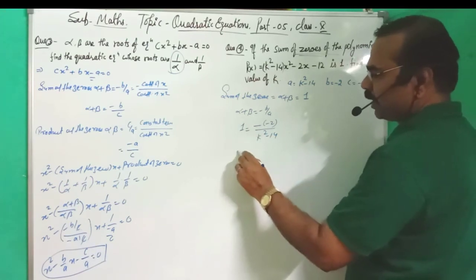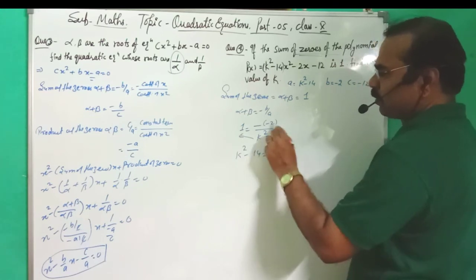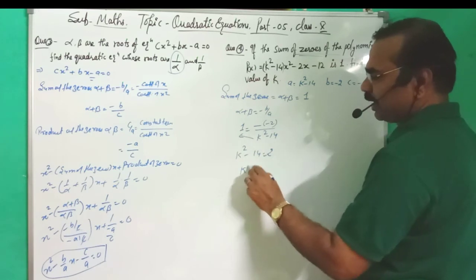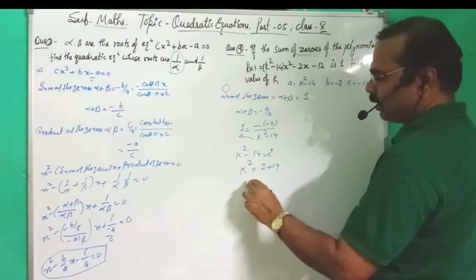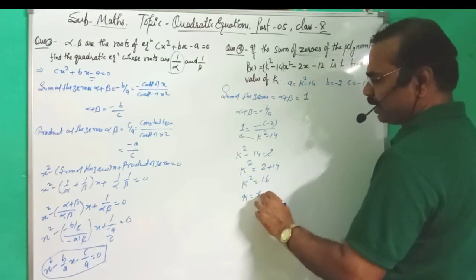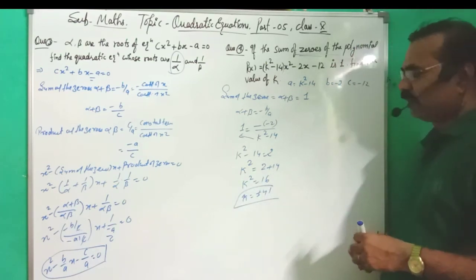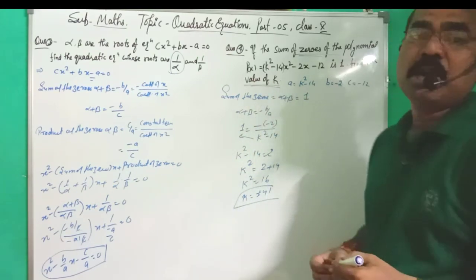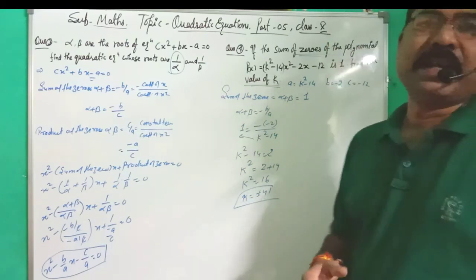Okay students, now we cross multiply by k square minus 14, and minus minus gives plus 2. So now k square has a minus sign, we transfer 2 plus 14. Then the value of k square is equal to 16, and the value of k is equal to plus minus 4. Okay students, now according to your question, find the value of k. So the value of k is equal to plus minus 4.